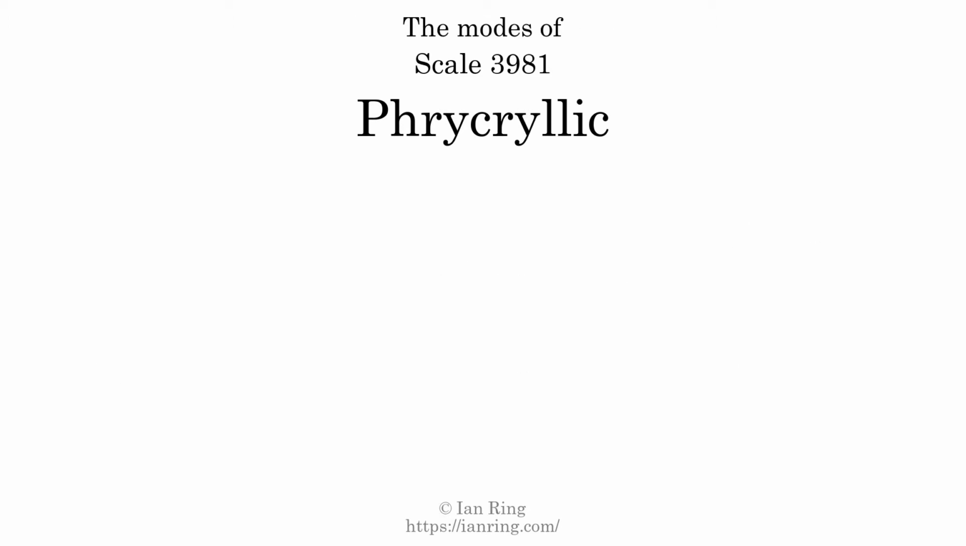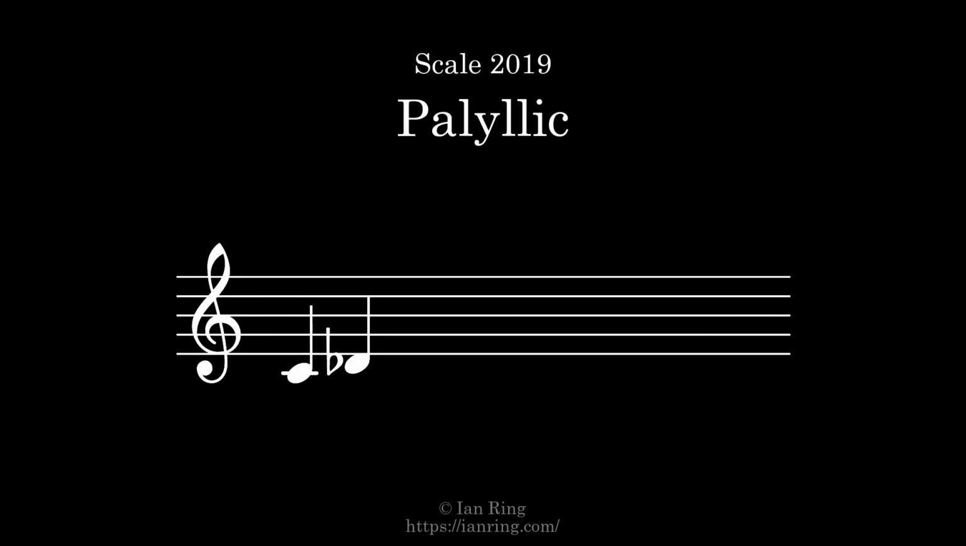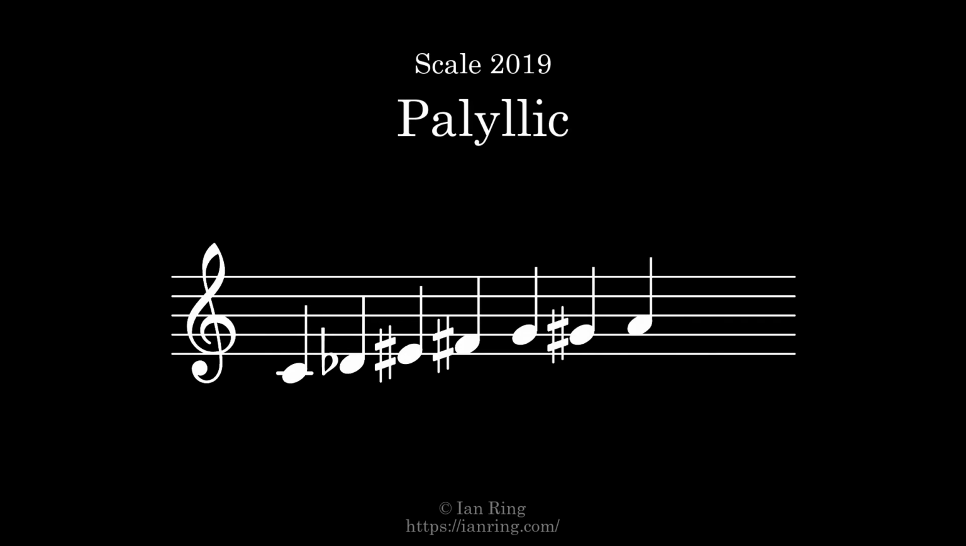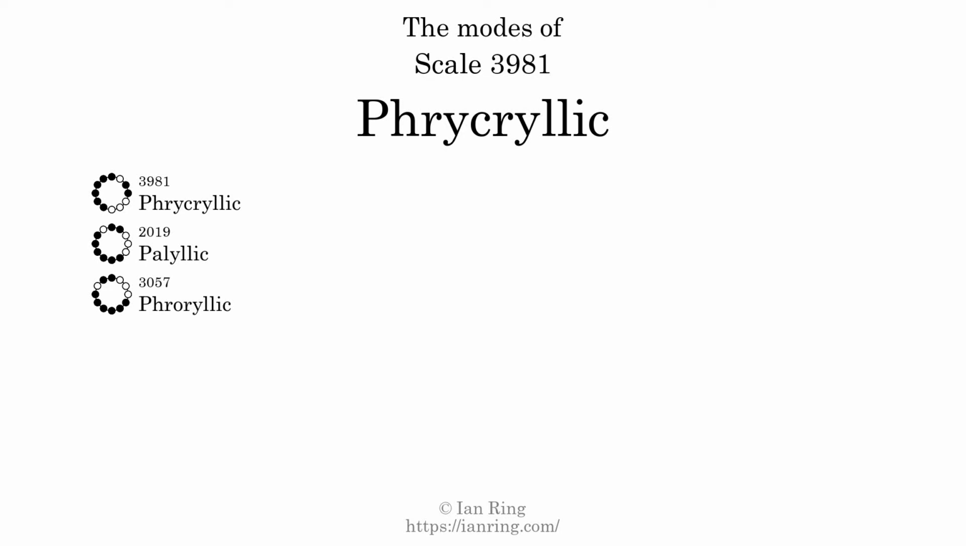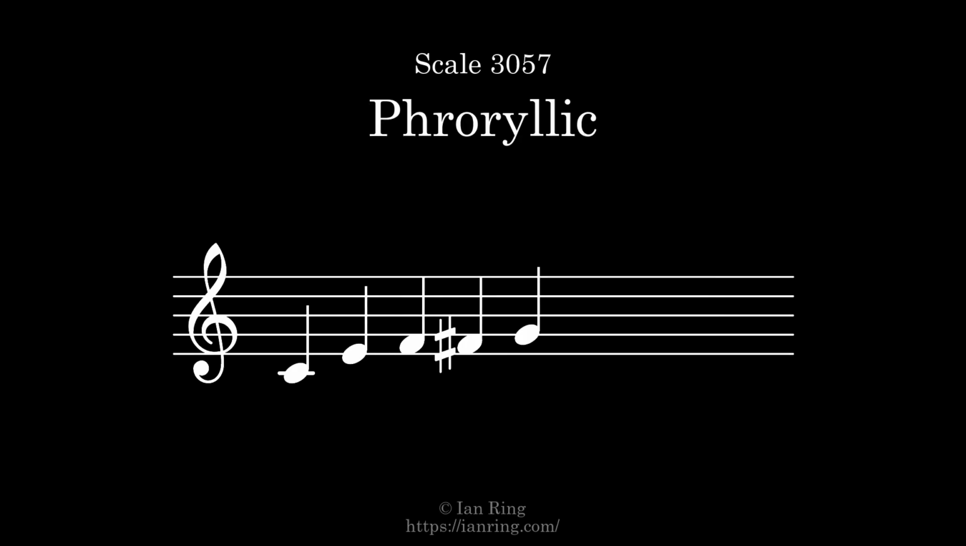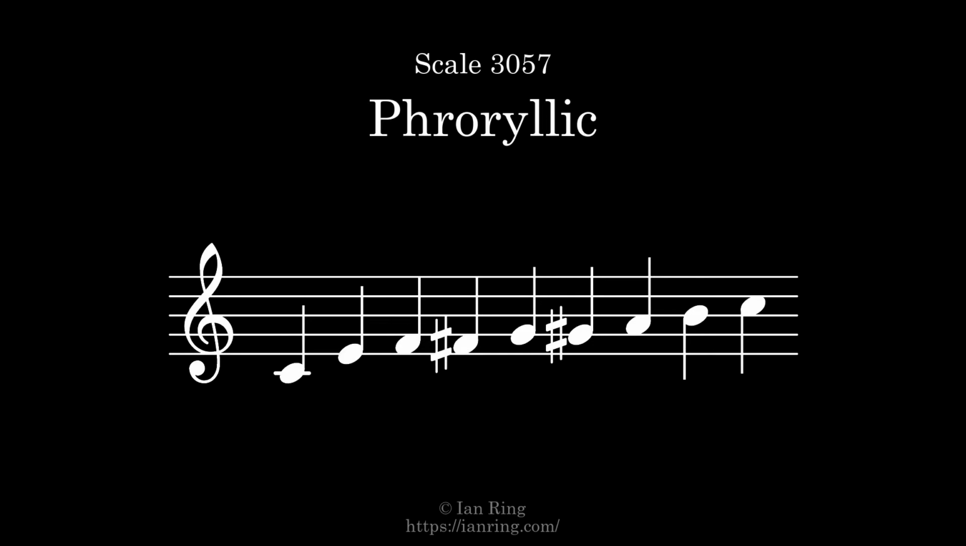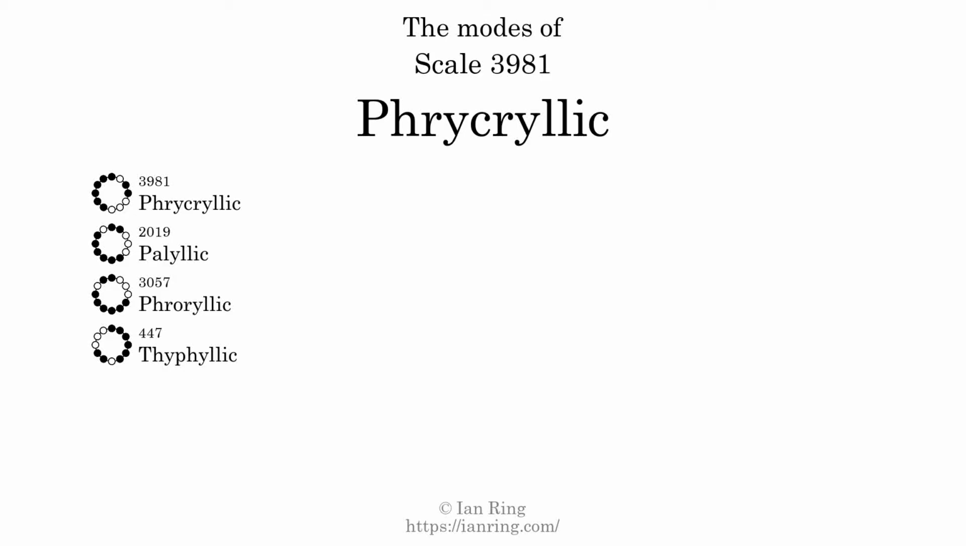This scale has 8 modes. The first mode is itself. The second mode is scale 2019, also known as Phrycryllic. It sounds like this. The third mode is scale 3057, also known as Phrycryllic. It sounds like this. The fourth mode is scale 447, also known as Phrycryllic. It sounds like this.